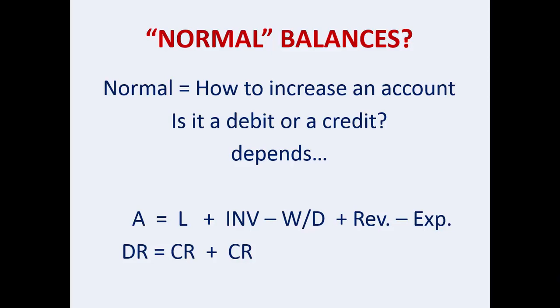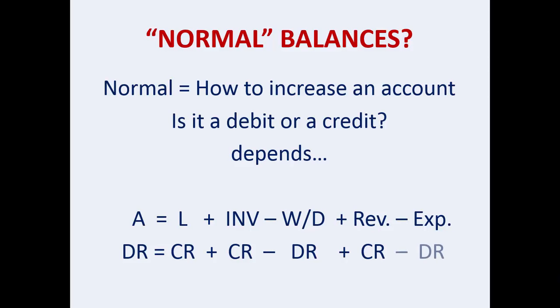Debits must equal credits. Okay, now what about the expansion? What about all these other things? Well, how does a withdrawal affect equity? It decreases it. That's why my normal balance is a debit, because a debit decreases equity, a credit increases equity. Investments increase equity, withdrawals decrease equity.